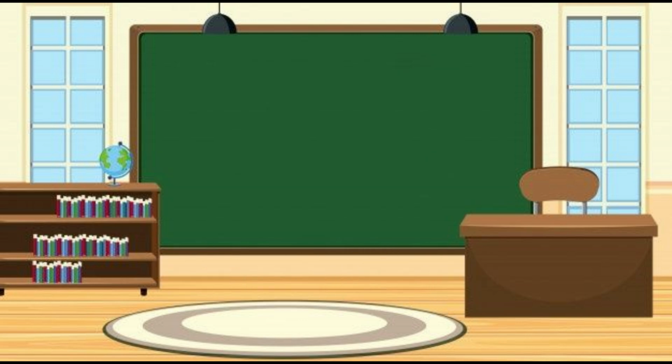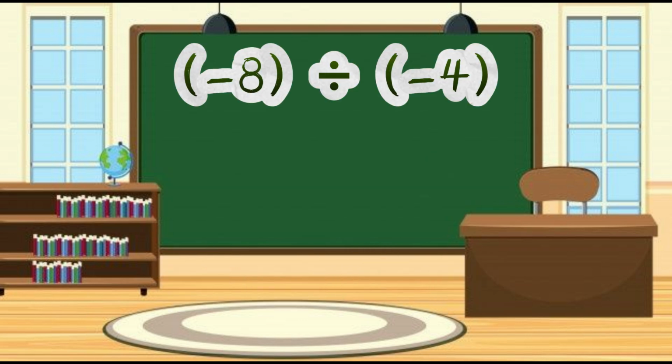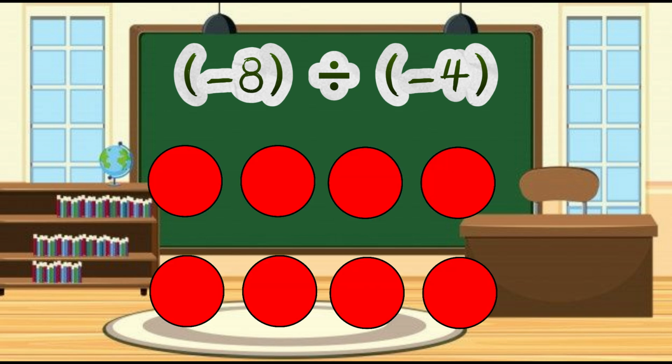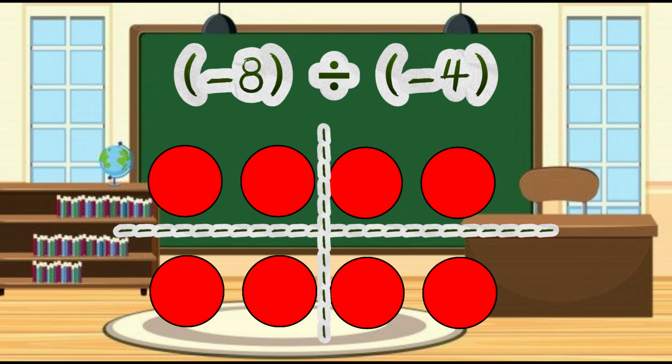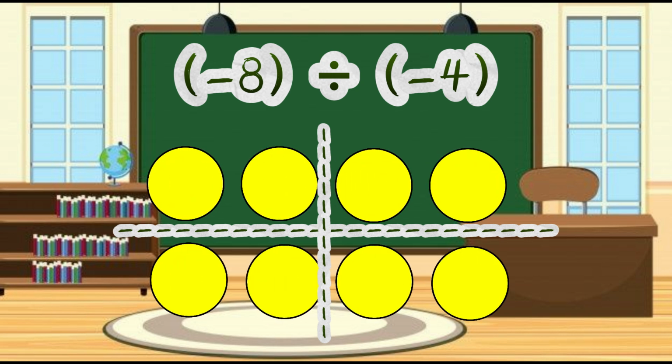Last example, we have -8 divided by -4. To say this, we have 8 red chips split into opposite groups of 4. Now, if we are going to flip the chips, we have the yellow chips now. Then, if we are going to divide it, we will have 2 groups of positive chips or 2 groups of yellow chips. Thus, the answer is +2.